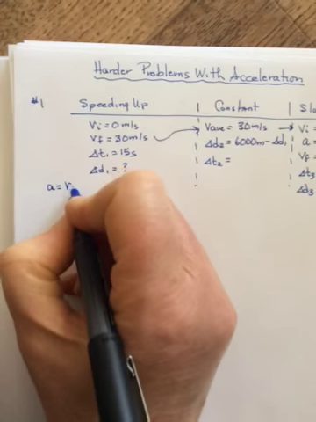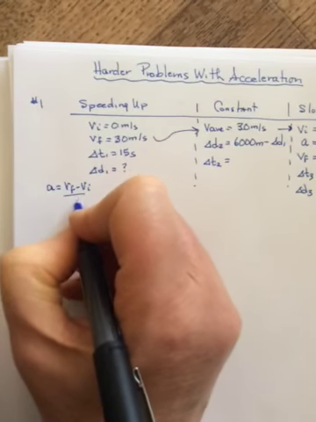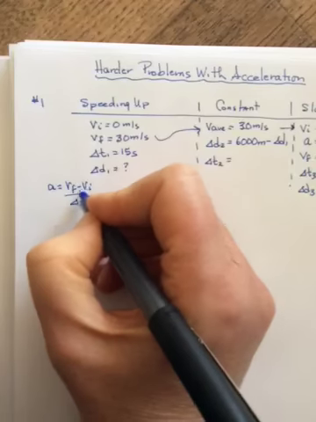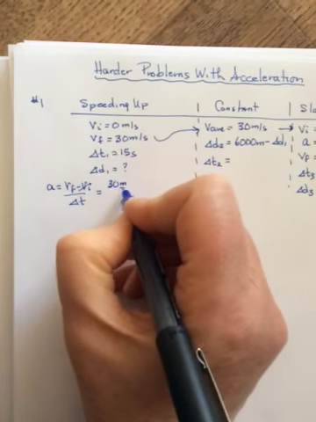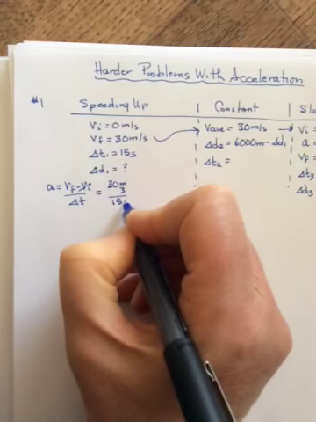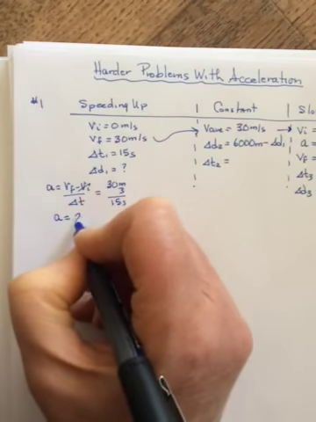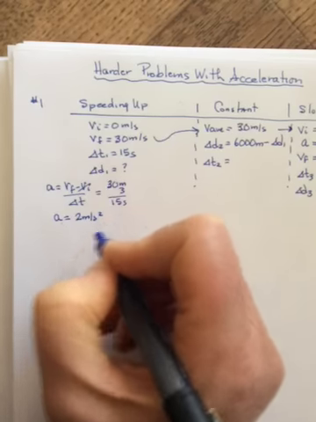So if we look at the first section, the first thing we can solve for is acceleration. So A equals VF minus VI over delta T. The VI is 0, so A is equal to 30 meters per second over 15 seconds. So A is equal to 2 meters per second squared.